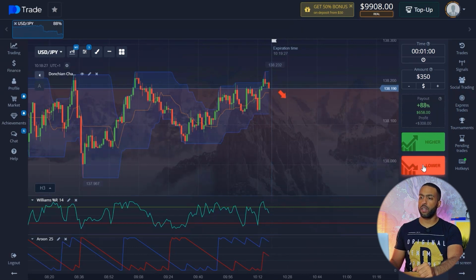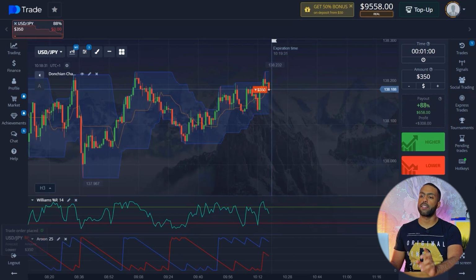And let's not forget about trading. I see a strong signal from the Williams line and I open a down trade for $350 for 1 minute. Here, if you notice, the Williams line continued to decline during a downward price movement, indicating a possible continuation of the fall in the asset price.